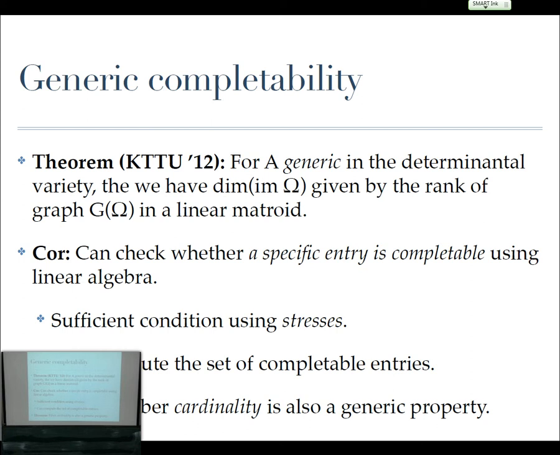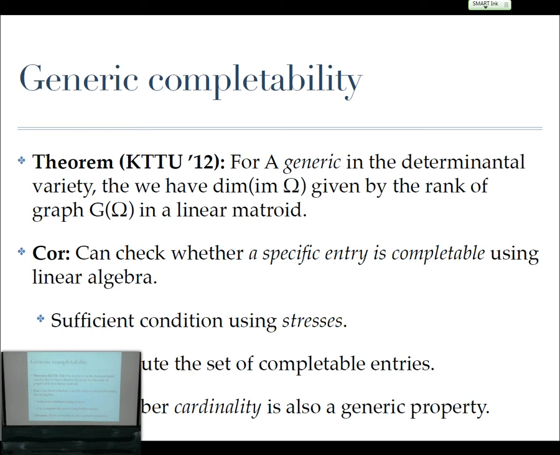And so you can in fact check if a specific entry is completable. And notice that this is different than the typical theorem I showed you, which basically said, either I'll reconstruct the whole thing or I'll make no claim to you at all. And in fact, there are some sufficient conditions also for being uniquely completable, which are based on linear algebra. Those are not necessary for being uniquely completable. And another theorem is that if it's finitely completable, so up to a finite number of choices, the number of these choices is a generic property as well.